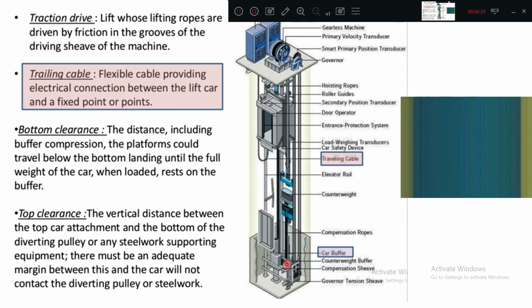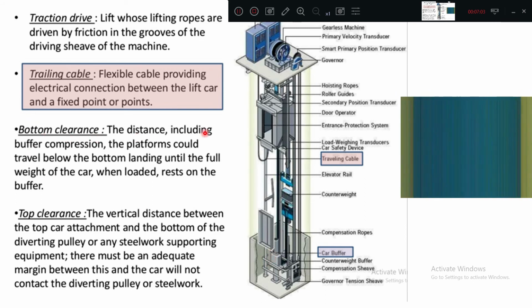Bottom clearance, from here to this portion. So there should be some clearance. There is one portion called the buffer. Buffer is nothing but a portion which absorbs the shocks when the car or the counterweight comes to rest on it. Okay, shocks will be absorbed. That is called a buffer. So that portion is required, and some gap is there.